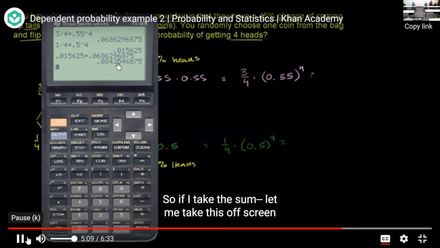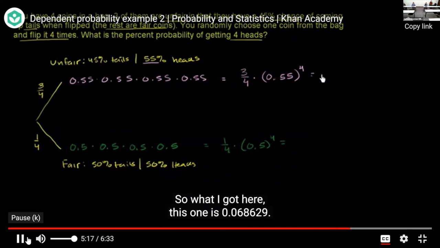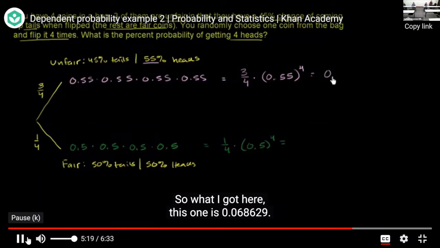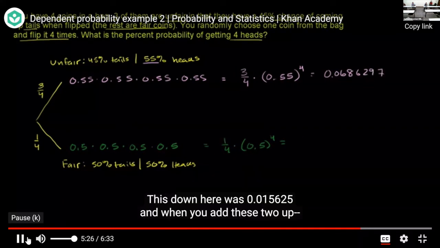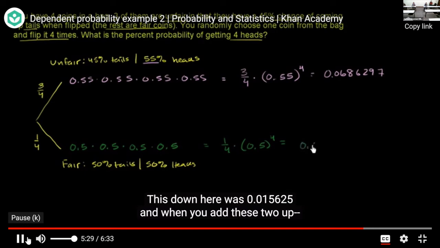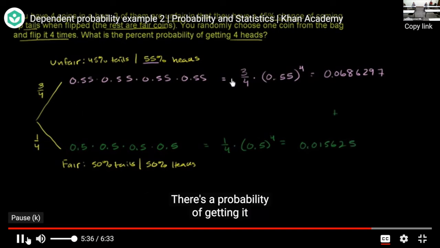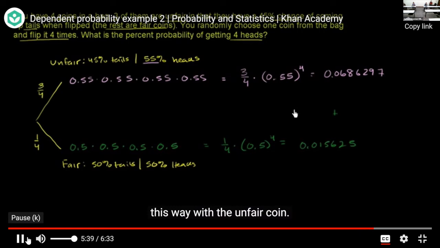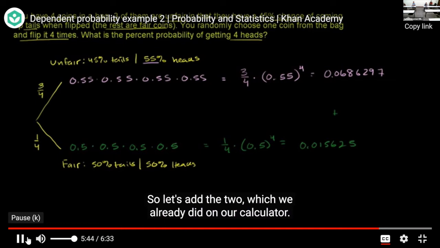So if I take the sum, let me take this off screen, and then I can still see it, and then we write it. So what I got here, this one is 0.068629, and I'll round it to 7. And this down here was 0.015625. When you add these two up, because we just care about getting 4 heads either way, this is the probability of getting it this way with the unfair coin. This is the probability of getting it with the fair coin. We want it either way, so let's add the two, which we already did on our calculator.